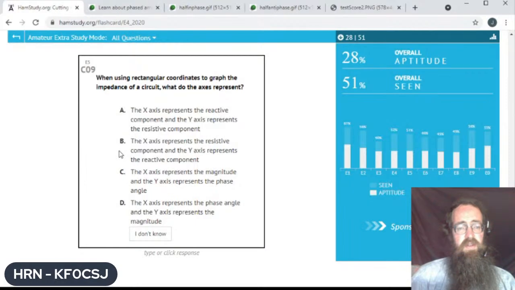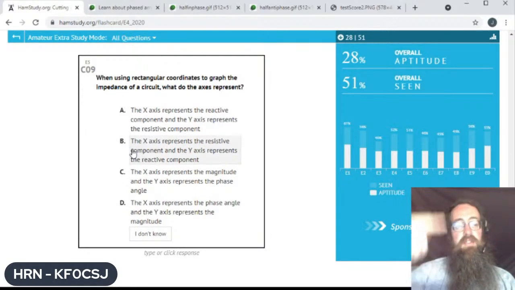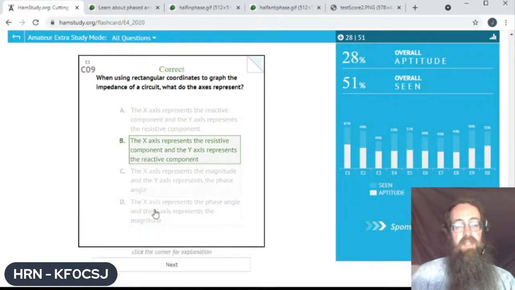From the other one that I keep getting wrong, I'm going to guess that it is typically coming up this way, the resistance, and then it's the up and down that is a reactive component that I keep getting wrong. So I'm going to go with B. X-axis is the resistive component and y-axis is the reactive. And that is correct.